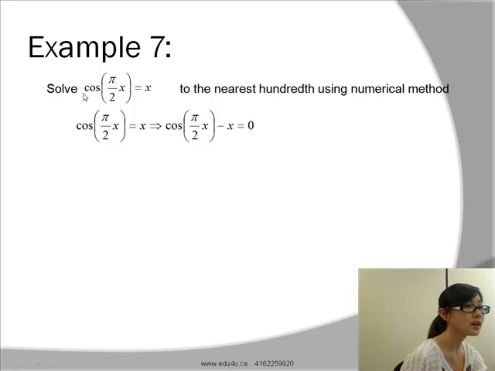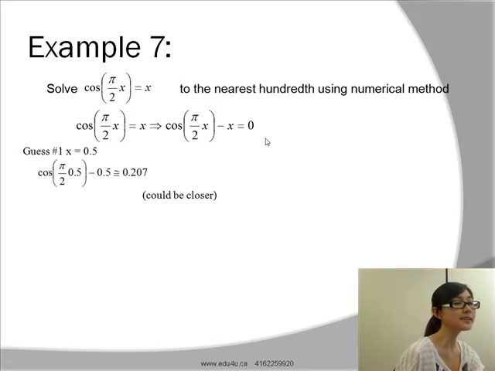So let's take a look at example 7 from your learning resources. Solve cos pi over 2x equals x to the nearest hundredth using numerical method. So in this case, our f of x will be cos of pi over 2x and our g of x will be equal to x. And we want to make these two numbers equal. So which x can we use? If we minus x on both sides of the equation, that will give us cos of pi over 2x minus x equals 0.